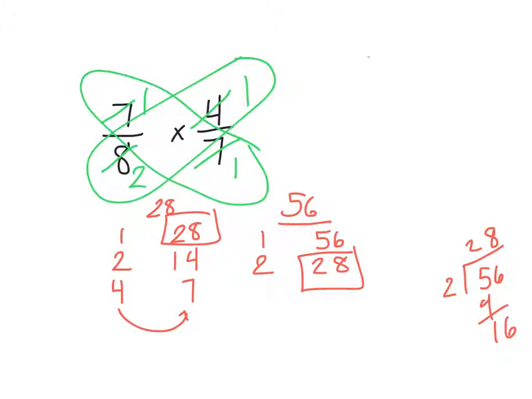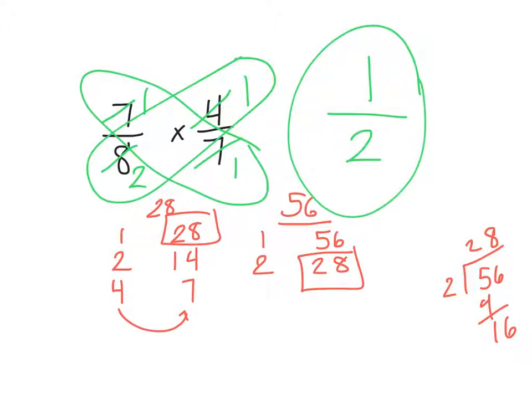1 times 1 is 1. 2 times 1 is 2. So that's called cross-simplification.